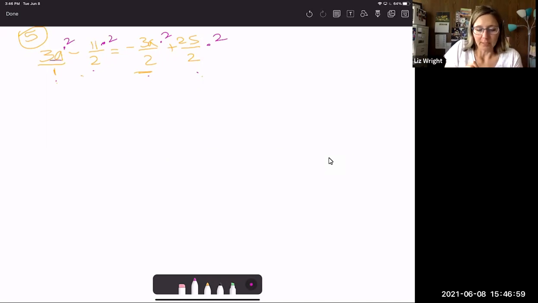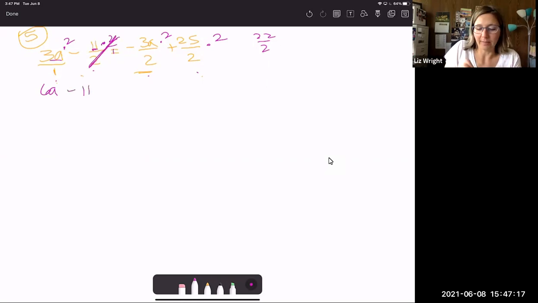So 3a times 2 is going to give me 6a. Here's what happens. If we multiplied straight across, let me show you this. We would end up getting 22 over 2, which would reduce to what? 11. That's exactly what this numerator is, because this 2 and 2 cancel out. That was the whole reason why we did that step.